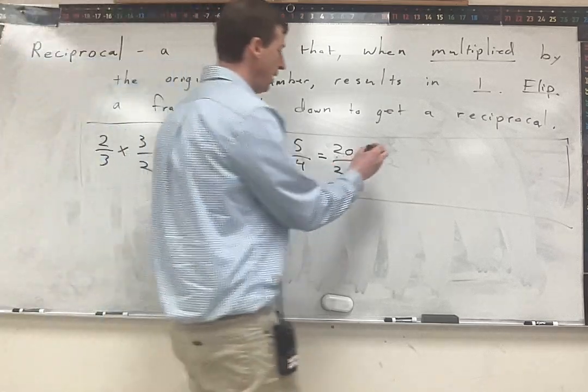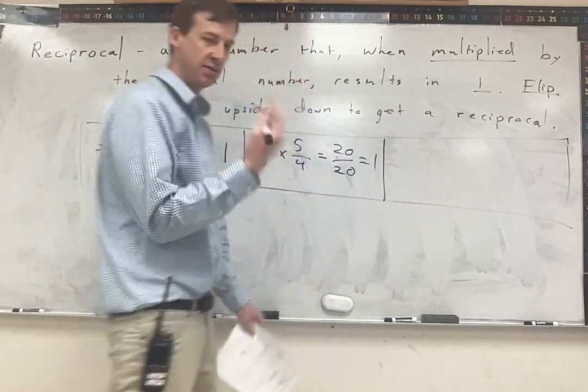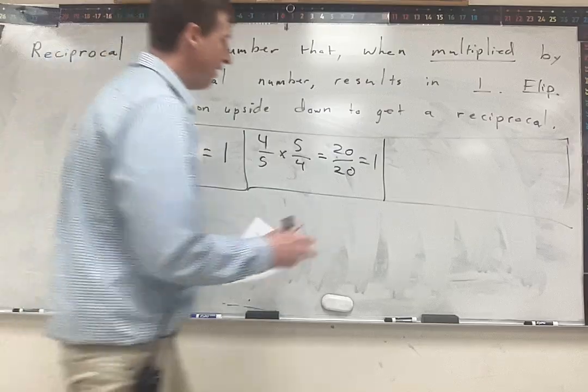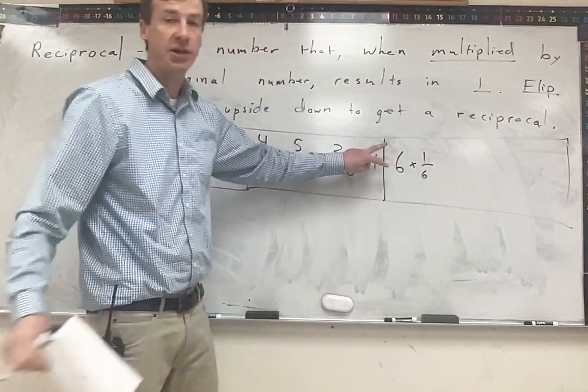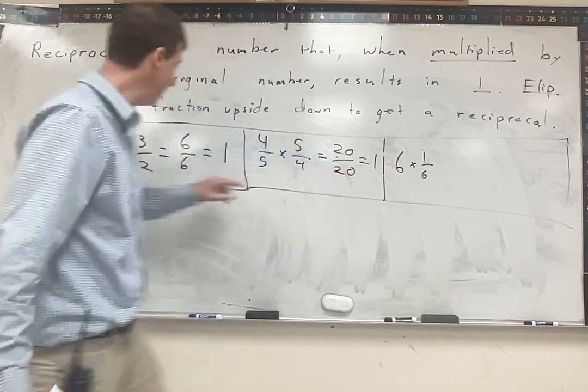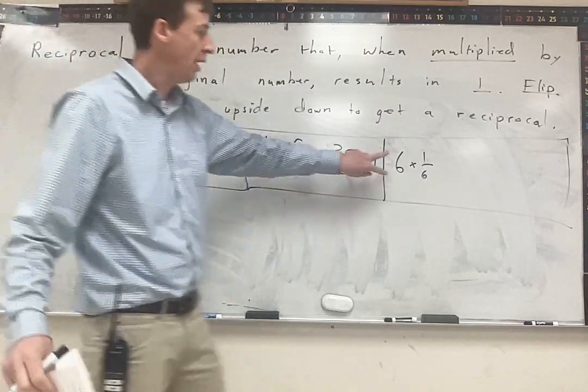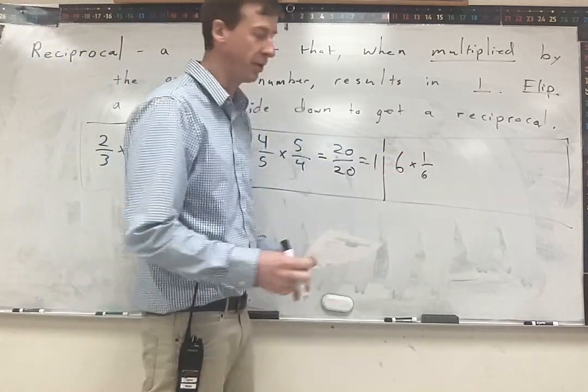That's going to be really useful when we get into solving algebraic equations with fractions. All right. And the last one is 6 times 1/6. These are actually reciprocals of each other. They don't look like it, right? They don't look like a fraction flipped upside down. But 6 and 1/6 are actually reciprocals of each other.